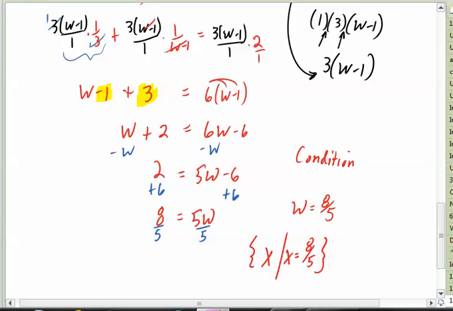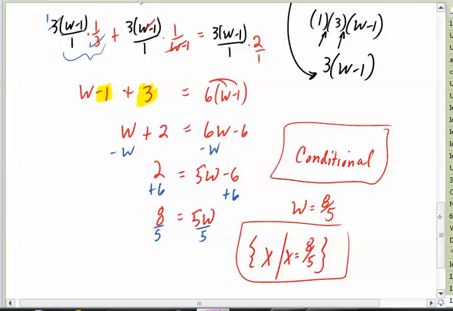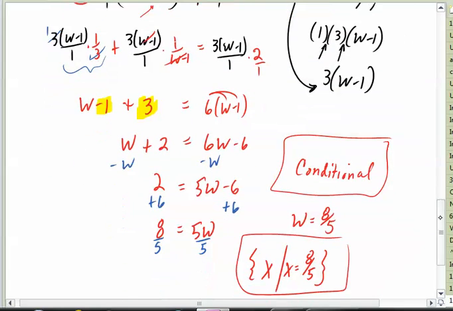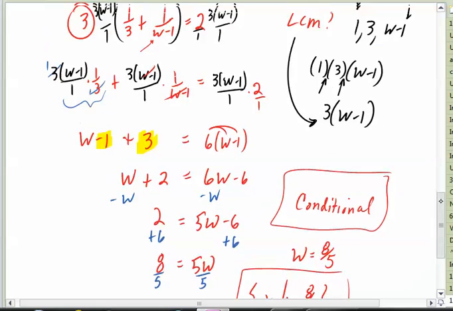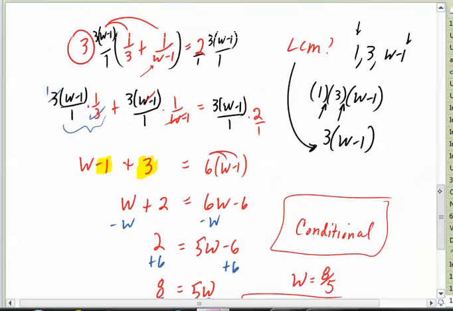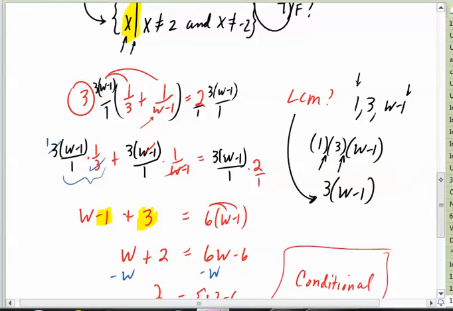If you don't understand what I'm talking about, look at the previous video on identifying the type of equation. Conditional. It's conditional. We've double checked, right, to make sure that we didn't. It's conditional. What can w not be? What did we say? Well, it can't be a 1, but we've said that it can only be 8/5, so that takes care of the fact that it's never going to be a 1.